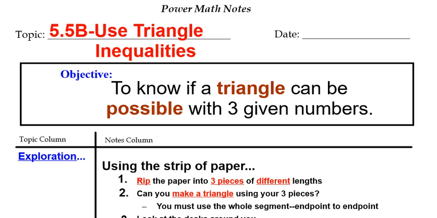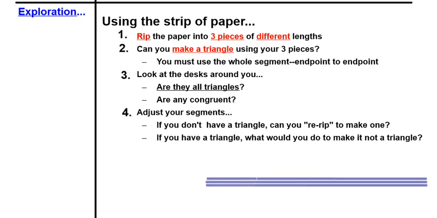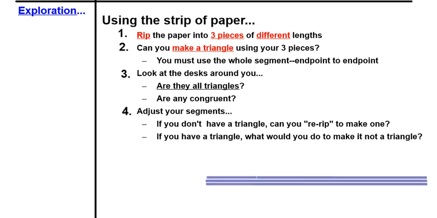I'm going to ask you to get a strip of paper, and we're going to try an experiment here to see if we can figure out how to make triangles. So let's go down here to our exploration. It says here that using a strip of paper, I would like you to rip a paper into three pieces of different lengths. If you need to, pause the video, maybe get scissors, cut off a little strip of paper off the edge of a piece of paper, and then come back and we're going to try this experiment.